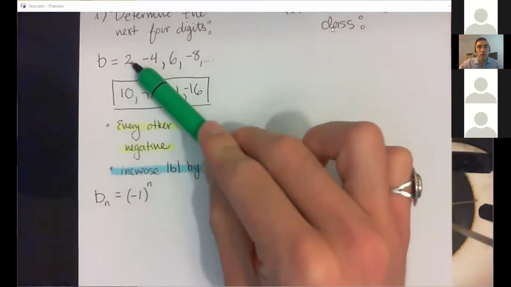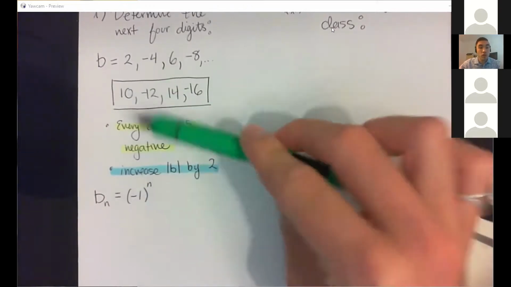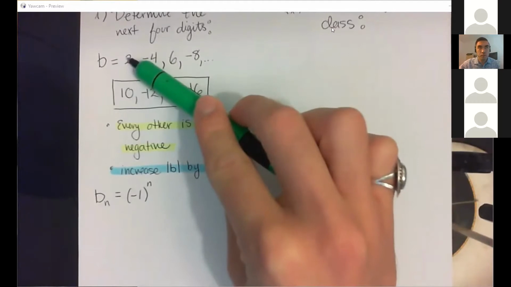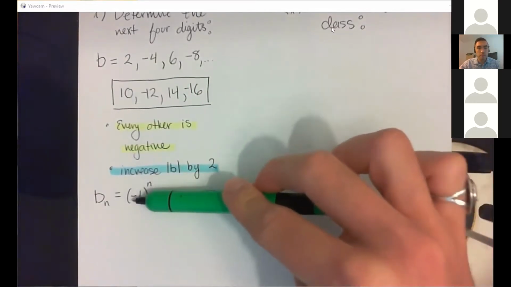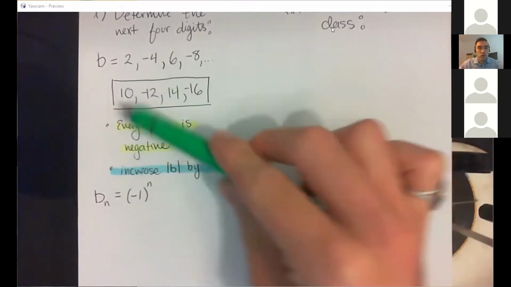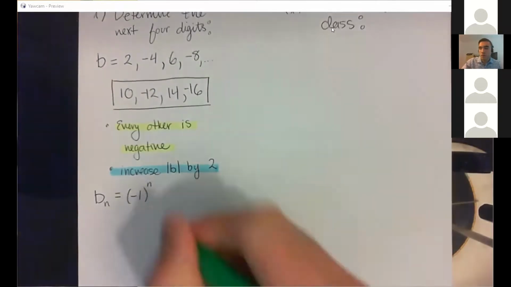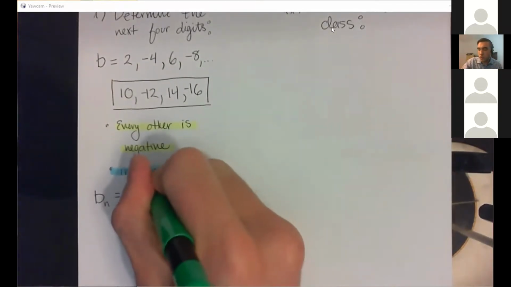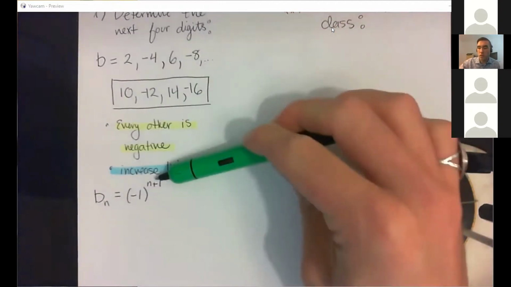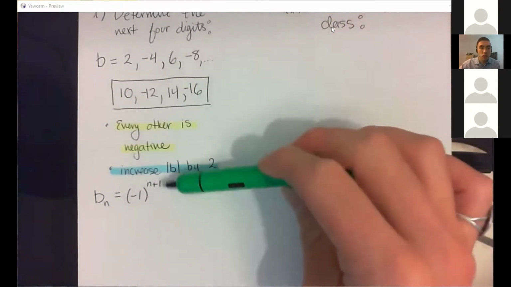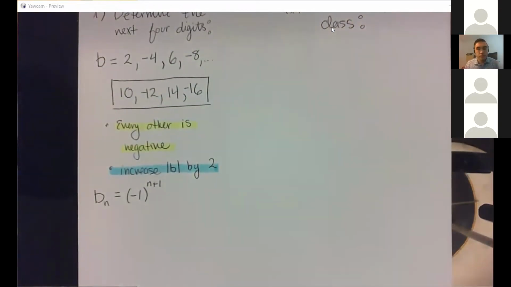-1 squared, what would that give us? I'm sorry, -1 to the 1, because this first entry here would be our b1. So n would be 1. What's -1 to the 1? -1. Right, so this would make it so that the first digit was negative, and then the second digit was positive. That's easy to fix. All I have to do to shift it over is add 1 to it. So now when we plug in 1, 1 plus 1 is 2, and our first digit is positive. 2 plus 1 is 3, and our second digit is negative, etc., etc., etc.